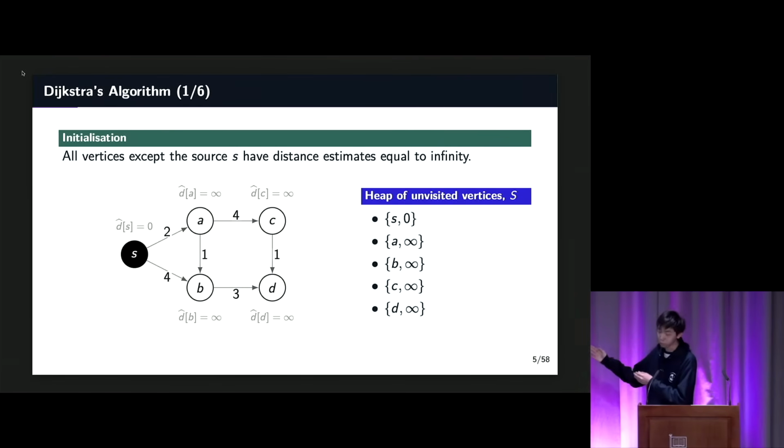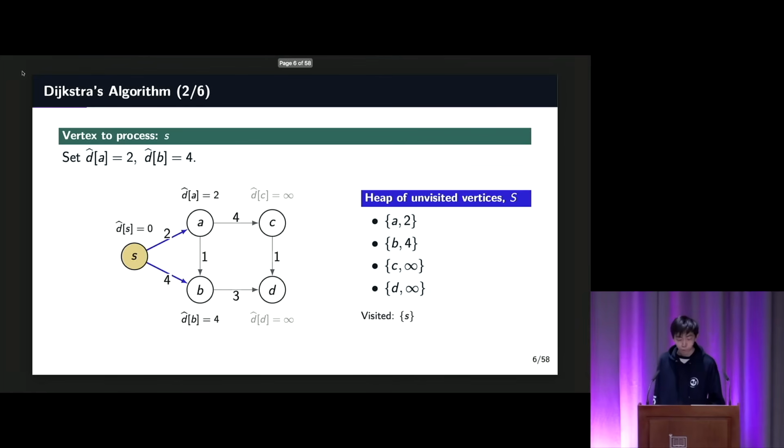We have a heap on the right, which maintains a sorted order of the estimated distances of vertices which we have not visited yet. And initially, that's every vertex. At each step, we extract a vertex with minimum estimated distance from the heap. Then we perform a relaxation step for all edges originating from this vertex. In this case, we update the estimated distance of vertices A and B to 2 and 4.